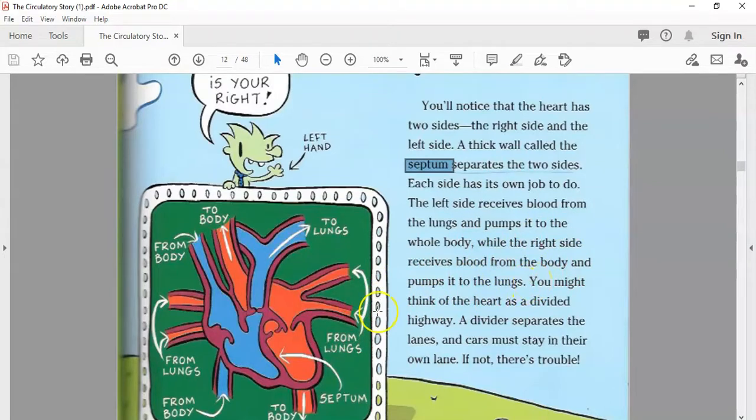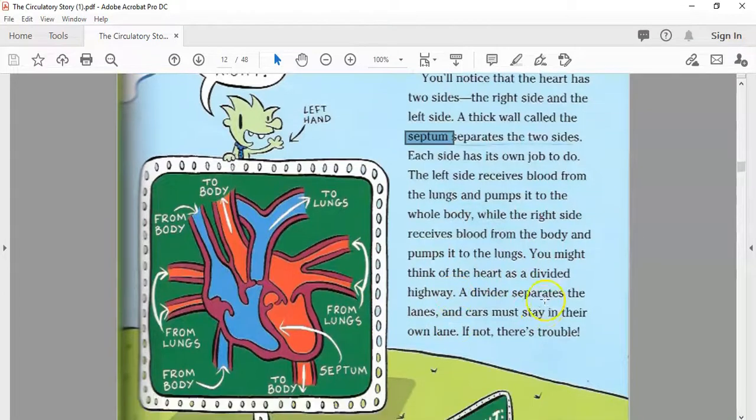Yes. You might think of your heart as a divided highway. A divider separates the lanes. The cars must stay in their own lane. If not, there's trouble. Think about it, boys and girls. If your parents weren't driving on the one side, what would happen? There would be a traffic jam, right? It would be very, very dangerous for everybody.